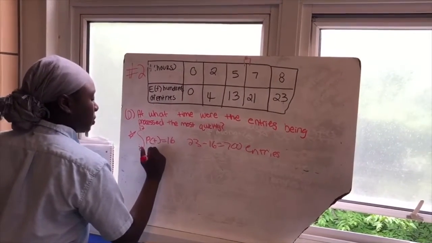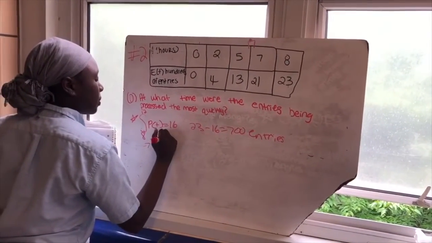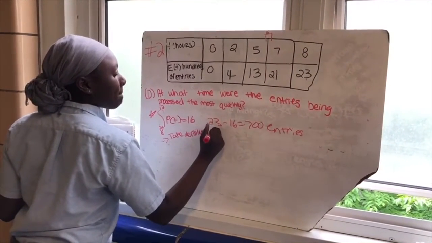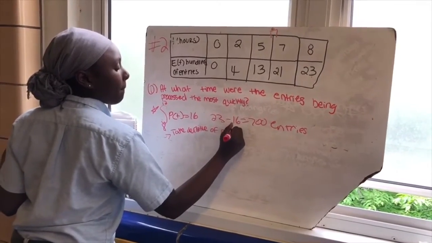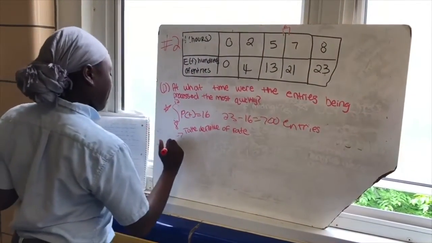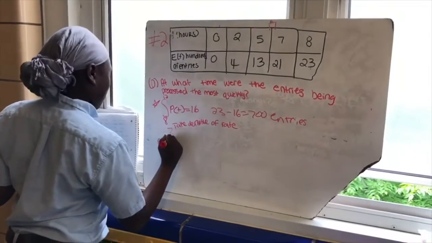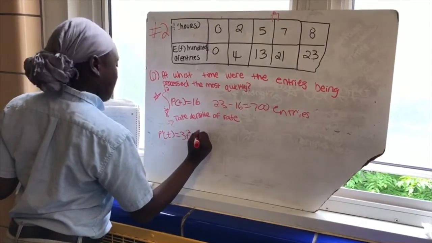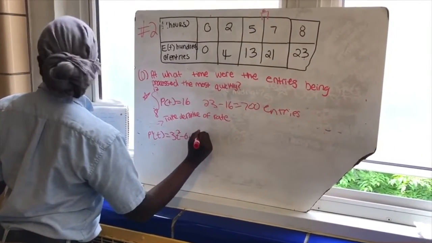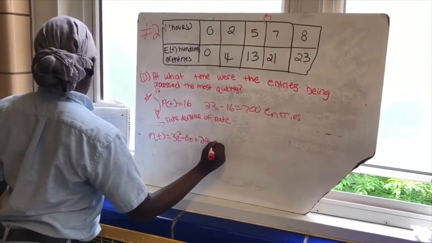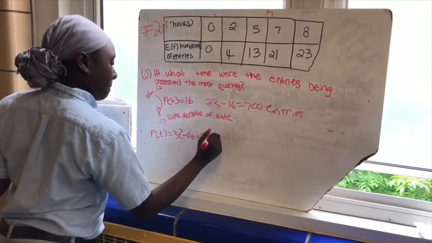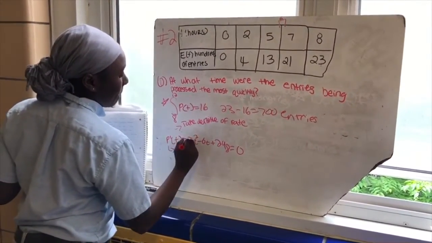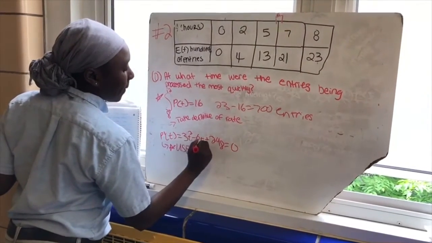So for D, first you take the derivative of the rate and set it equal to 0. Don't forget that. Always take the derivative of the rate. And when you take the derivative of the rate, that gets you P prime of t is equal to 3t squared minus 60t plus 298 equals 0. Because you have to set the rate equal to 0. Don't forget.